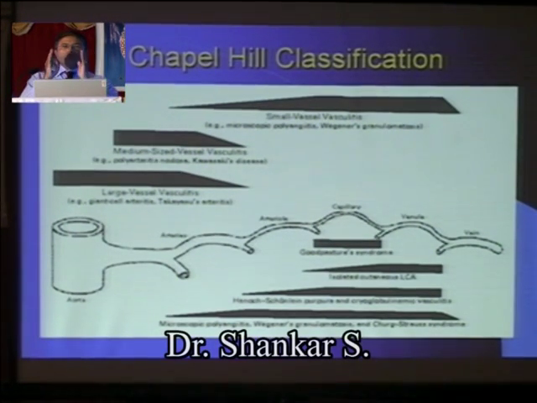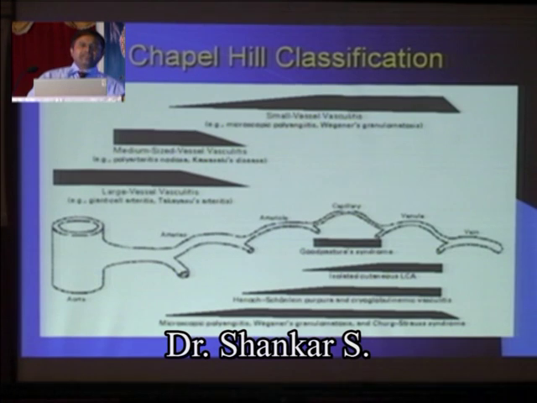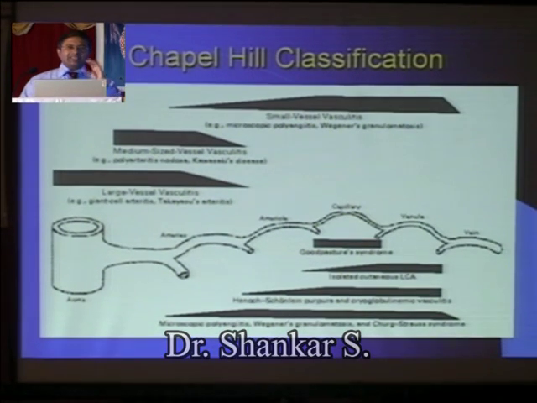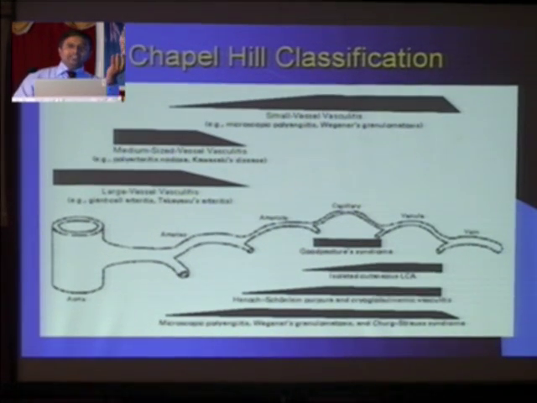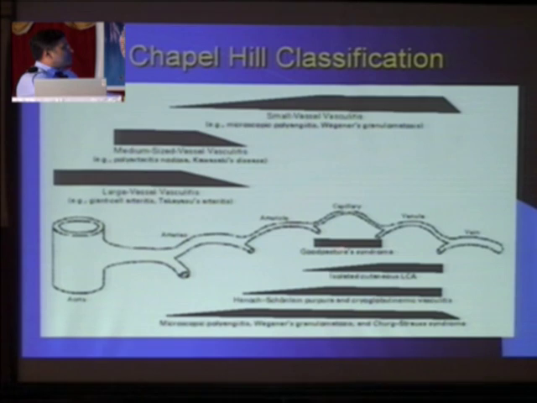If it goes to medium and small, it gets classified as small. If it goes to large and medium, it will get classified as medium. So classification-wise, it always goes towards the smallest vessel it affects. If you see Goodpasture, cutaneous vasculitis, Henoch-Schonlein, all of them are hanging around in the small vessel vasculitis. The medium vessel vasculitis has only two important ones, PAN and Kawasaki, and the large are these two.